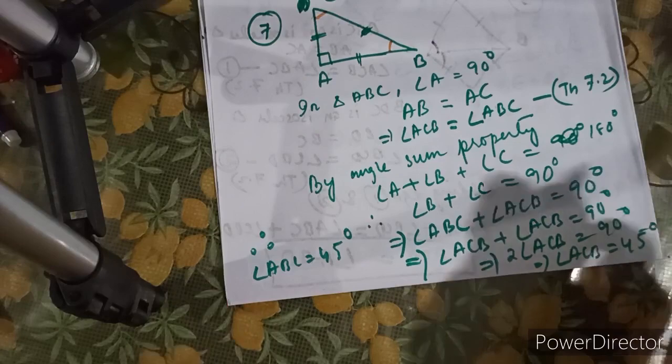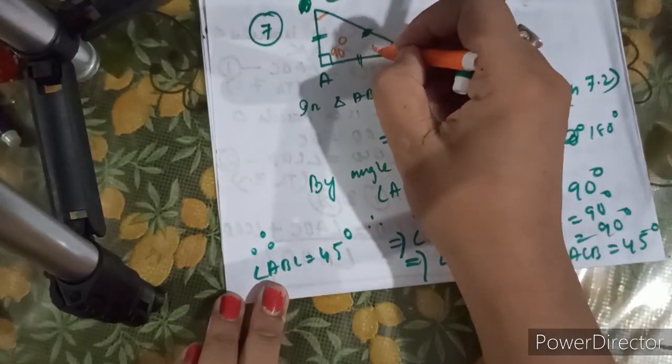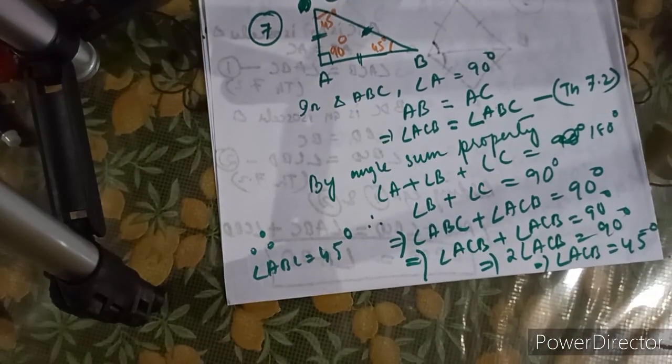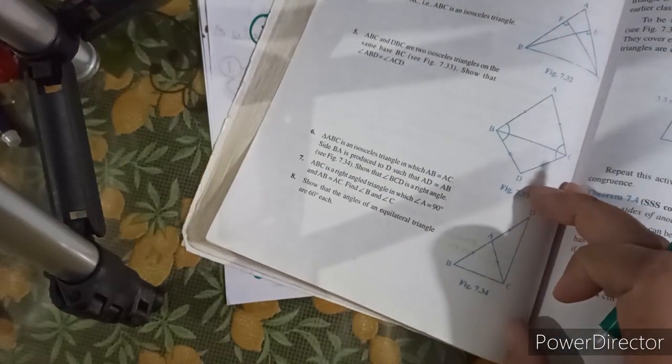That means what we can conclude: this is already given 90 degrees, this angle will be 45 degrees and this angle will also be 45 degrees. Isn't it? So in this way we can individually find the remaining 2 angles, because they are following the property of an isosceles triangle. That's why it is becoming easy for us to prove. Okay, and let us now go for the last question of this exercise.